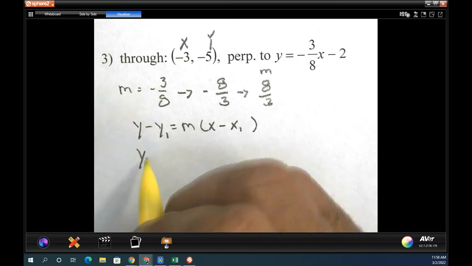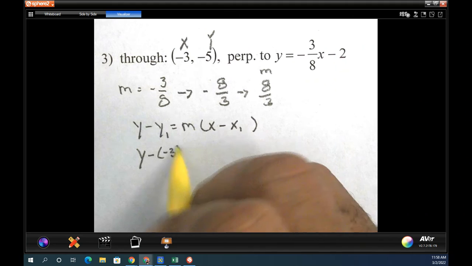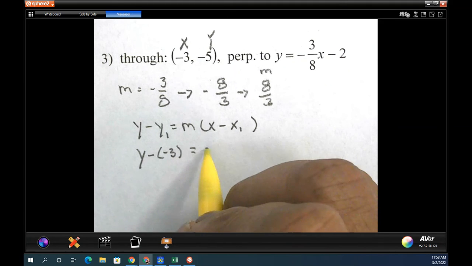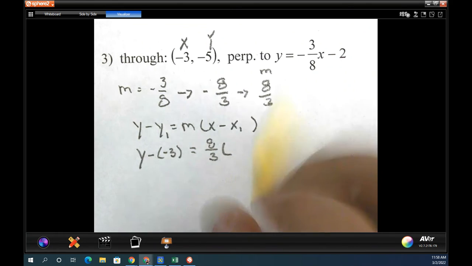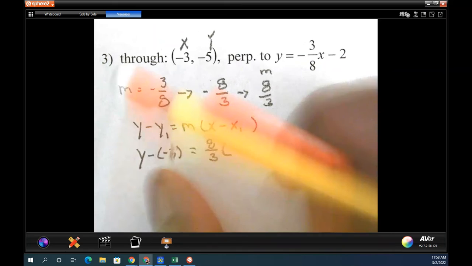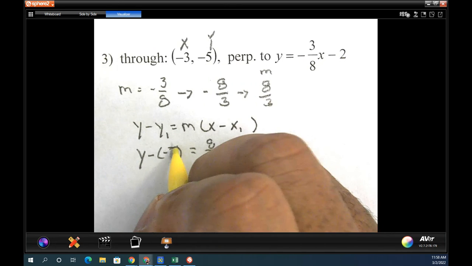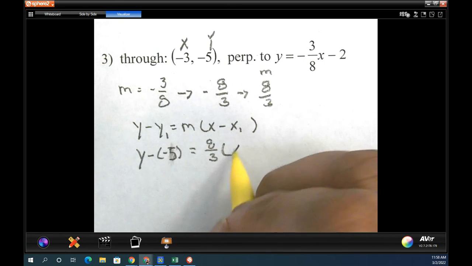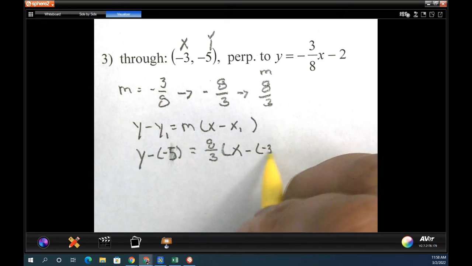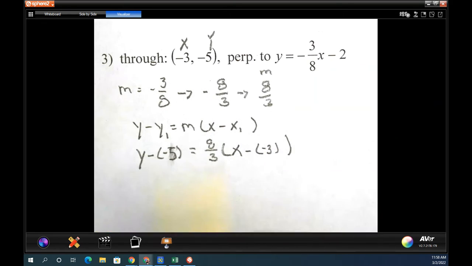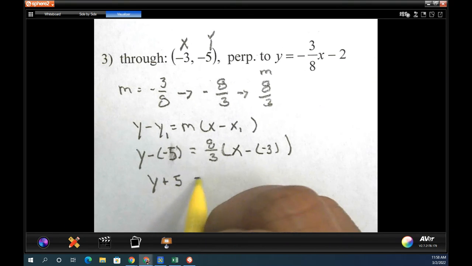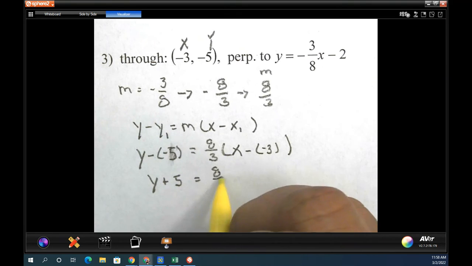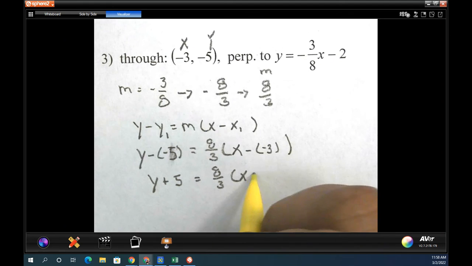So it's y minus negative 3 is equal to 8/3 times, sorry, it's y minus negative 5. I messed up. Times x minus negative 3. All right, you got double signs everywhere. Change it to y plus 5 is equal to 8/3 times x plus 3.